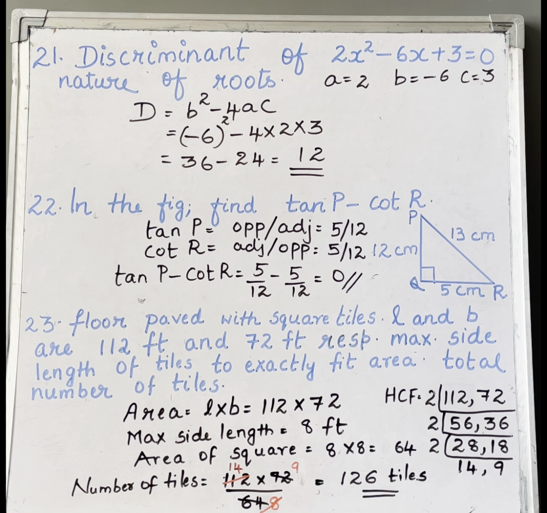So the maximum side length of the square tile will be 8 feet, and the area of the square tile will be a square, which is 8 square, which is 64 square feet. The number of tiles required to pave the floor will be the area of the rectangle by the area of the square, which is 112 into 72 by 64. We get 126 tiles. So 126 tiles are required to pave the floor of the auditorium of area 112 into 72.